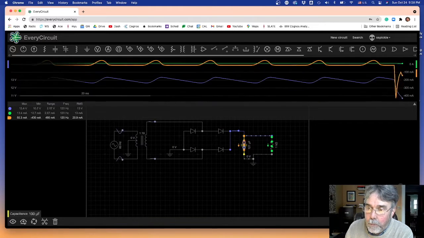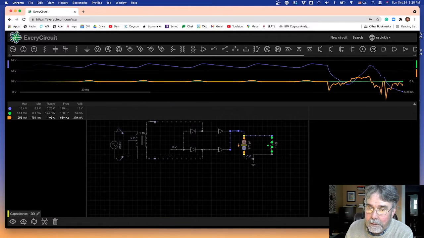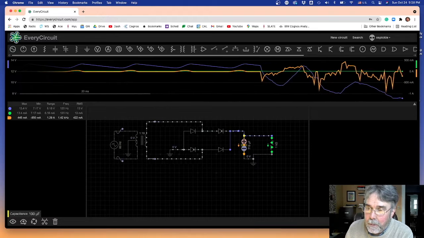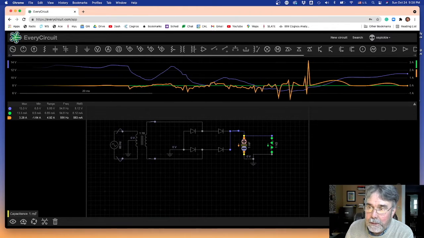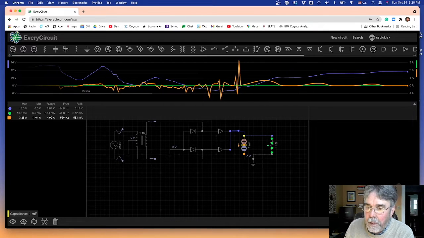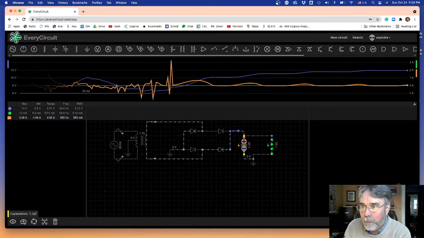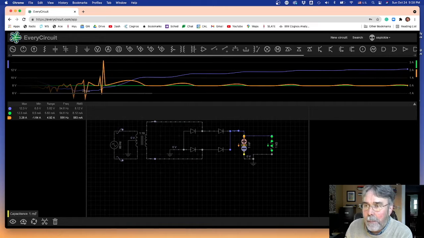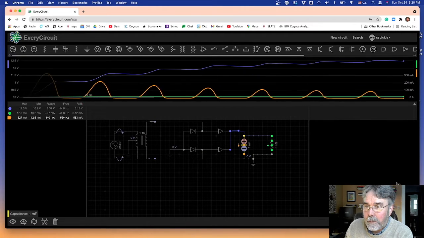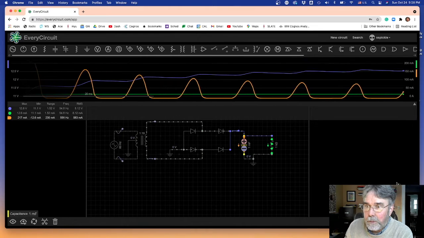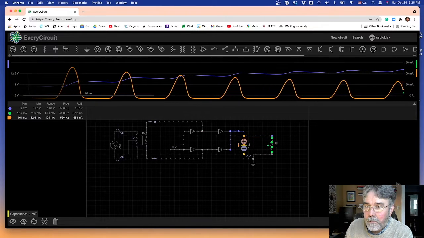Let's say if we go from 100 microfarads, now the simulator is probably going to go nuts here. I'll take it up to 1,000 microfarads. So that's a millifarad, in other words. And let's see what happens to that ripple. Okay. So it's going to get its head screwed on here.